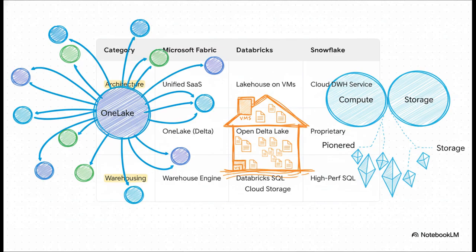Fabric is what you'd call a true software as a service, or SaaS platform. It's a completely managed service built on this unified data foundation called OneLake. Databricks, on the other hand, champions the Lakehouse approach, building on open standards like Delta Lake in your very own cloud storage. And then there's Snowflake, which really pioneered the game-changing idea of separating compute from storage, letting them scale totally independently of each other.